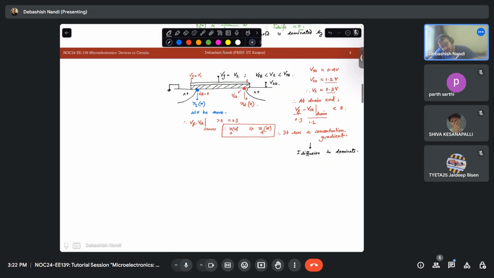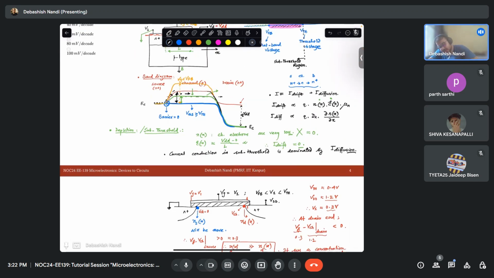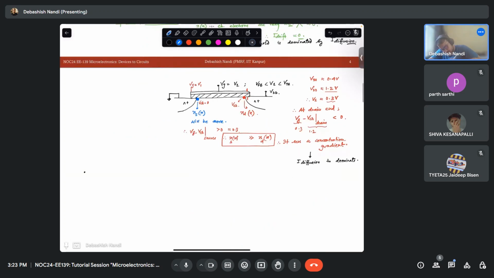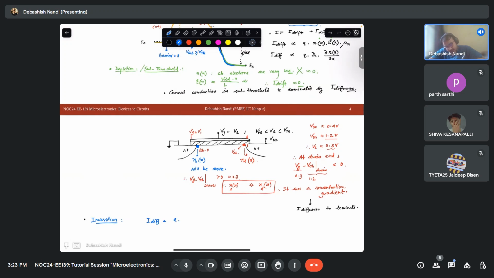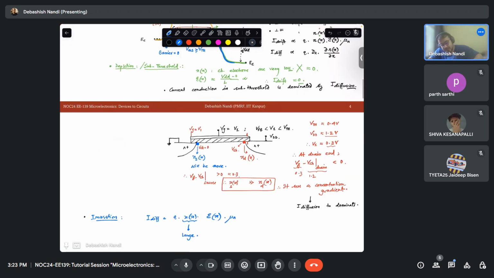Okay. Now in case of this region or this blue curve, or your inversion, what is your I diffusion? I diffusion is Q times N of x times the electric field of x times mu of n, right? This is now large. Why is this large? Because beyond your threshold voltage, you have a large number of electrons connecting between these two regions, right?